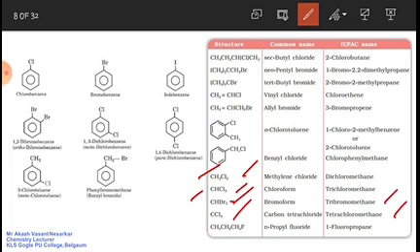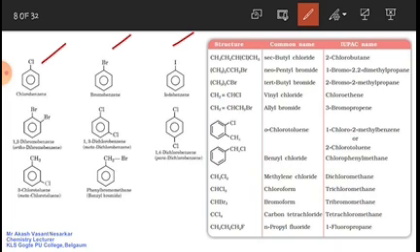Tetrachloromethane, that is the IUPAC name of CCl4 or carbon tetrachloride. And this one is what? N-propyl fluoride or 1-fluoropropane. So these are the common names and the IUPAC names of some open chain compounds as well as aromatic compounds. Now these are some important compounds and their names.